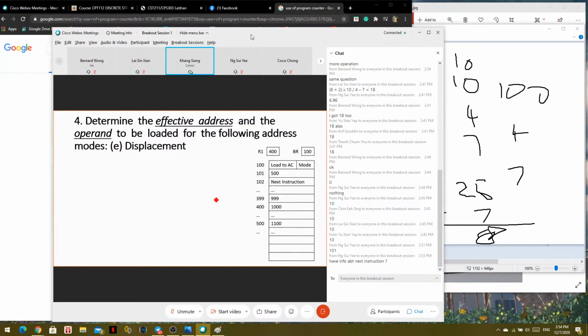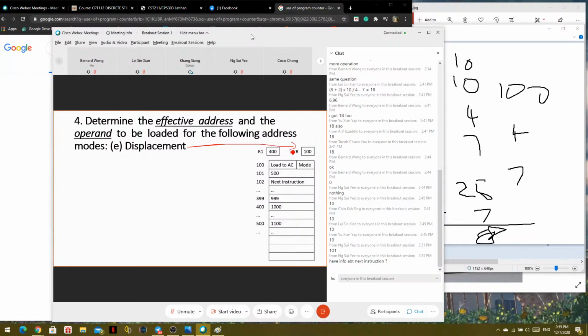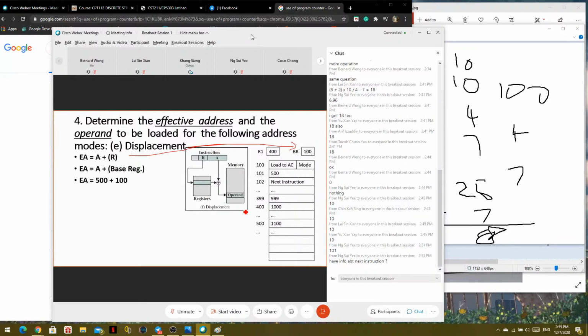And then displacement. Usually the displacement is like when I start a program, the program will have a very initial address location, the start of the program location. And that start of the program location usually is stored inside the base register. So you use displacement, A plus R, where R is the BR. So A plus base register, 500 plus 100 is 600. So the operand will be 1200.